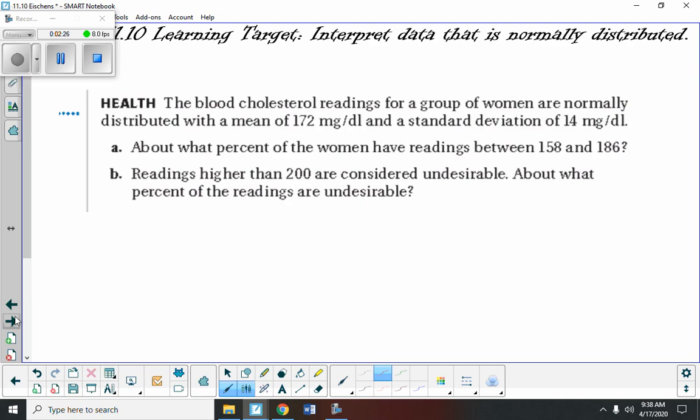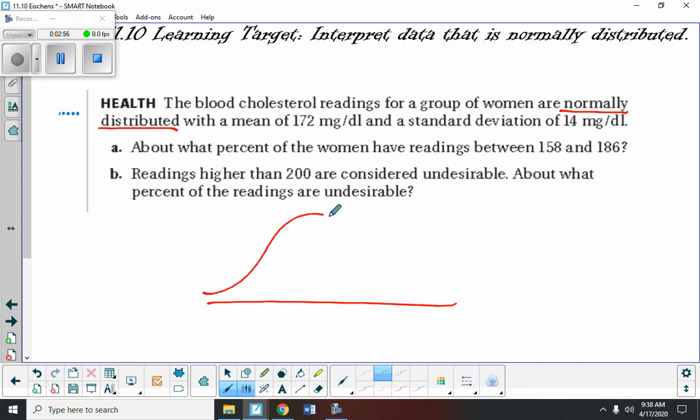So when you do a problem like this: the blood cholesterol readings for a group of women are normally distributed. See those words, normally distributed? That tells you it's a normal distribution bell curve with a mean of 172, and the standard deviation is 14. About what percent of the women have readings between 158 and 186? In order to do these problems, the first thing you do is draw your bell curve.